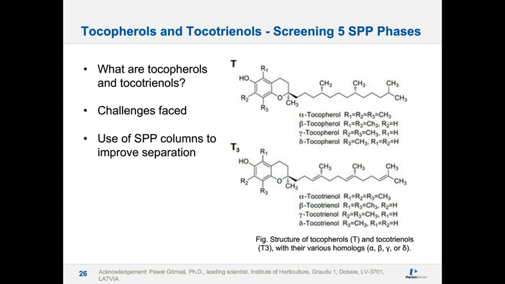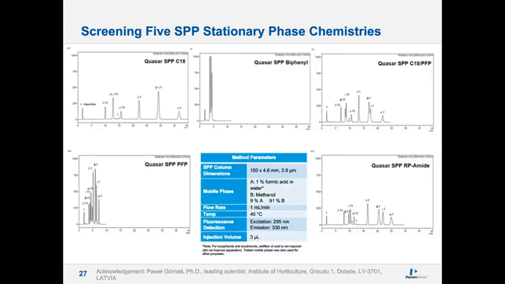The separation of these types of compounds by reverse phase HPLC typically requires the mobile phase to contain methanol with the addition of 0 to 15% water. The addition of water to the mobile phase improves the separation of these compounds, especially the isomers, and therefore 91% methanol was used as the initial mobile phase for screening the 5 Quasar SPP columns of various stationary phase chemistries. These phases were C18, biphenyl, C18 PFP, an RP-amide, and a PFP phase. The analysis was done using standard HPLC with fluorescence detection, and you can see the results of the screening of these phases on the slide.